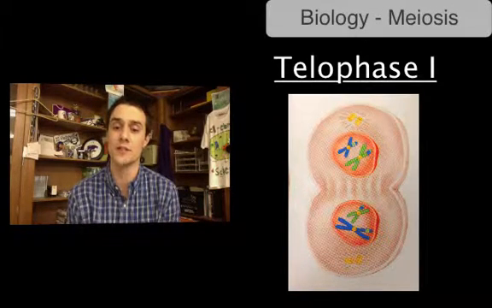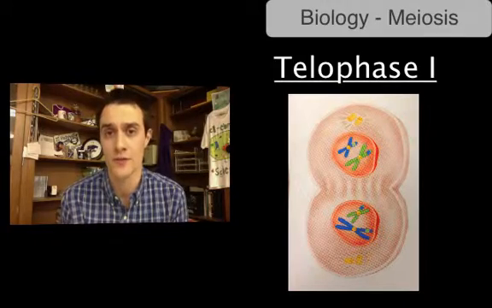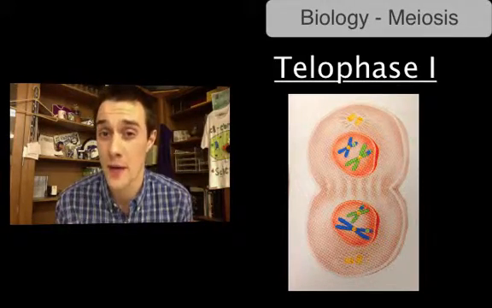Telophase 1 is next, and that's when the individual chromosomes gather at each of the poles, and in most organisms, the cytoplasm divides, forming two new cells. So that does it for meiosis 1.